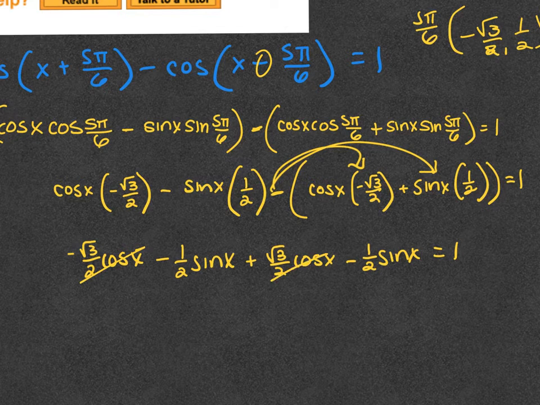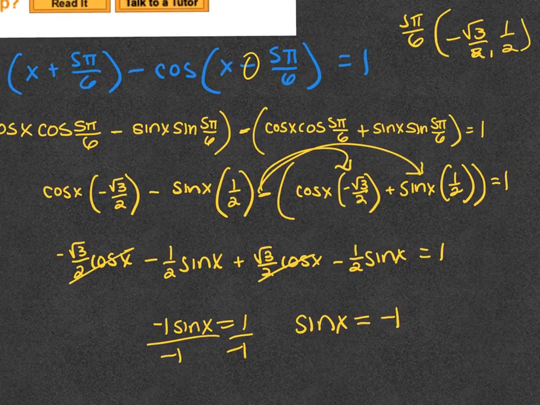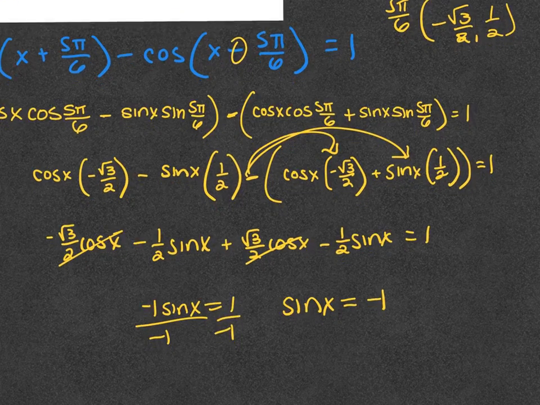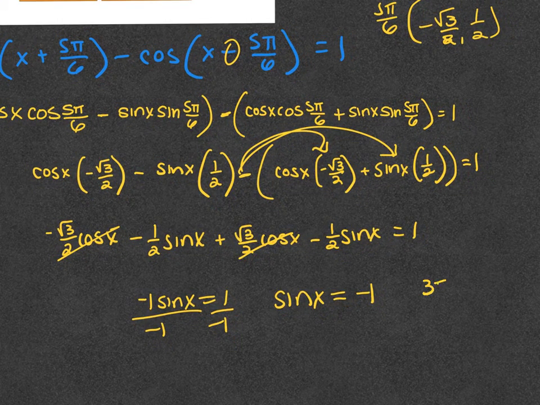These cancel. Negative 1/2 and negative 1/2 is negative 1. Sine x equals 1. Divide both sides by negative 1 and I get sine of x equals negative 1. And then it's giving you the interval. So on my interval of 0 to 2 pi, I want to know where sine, which is my y, is negative 1, which is at 3 pi over 2. If it didn't give me the interval, I would do 3 pi over 2 plus 2n pi.